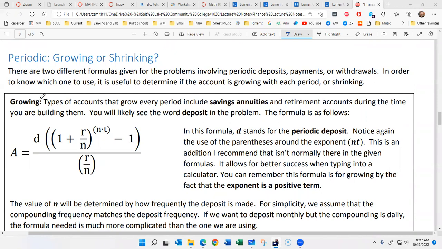An example of growing: types of accounts that grow every period include savings annuities. So if you're saving like $50 a month, or retirement accounts during the time you're building them up. These are examples of accounts that will grow each time a deposit is made. You will likely see the word deposit in the problem.